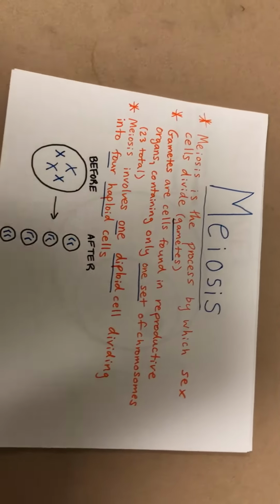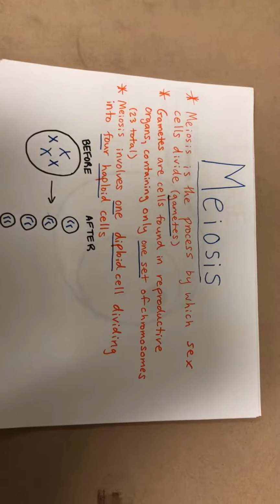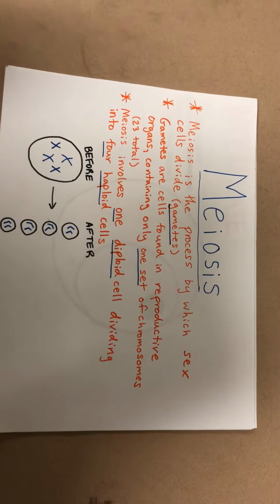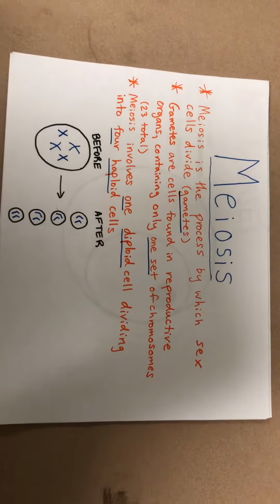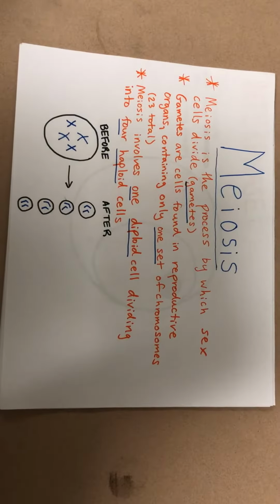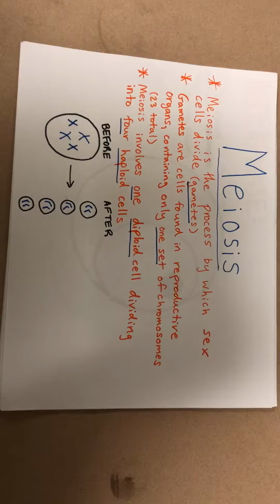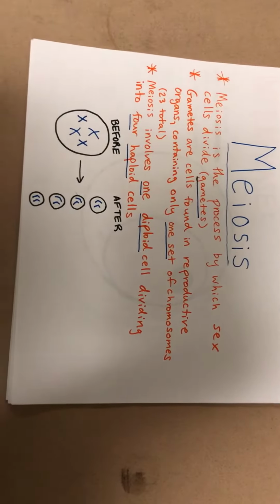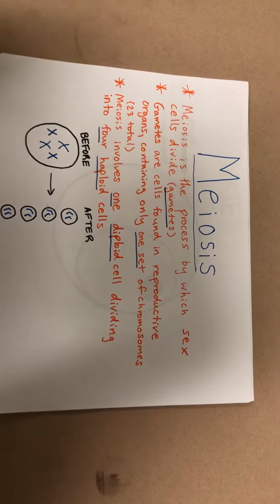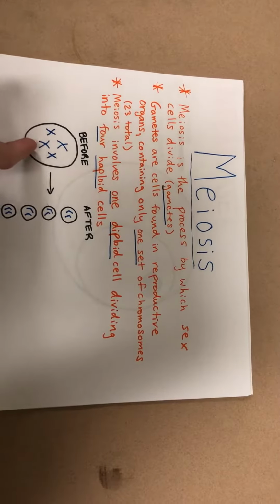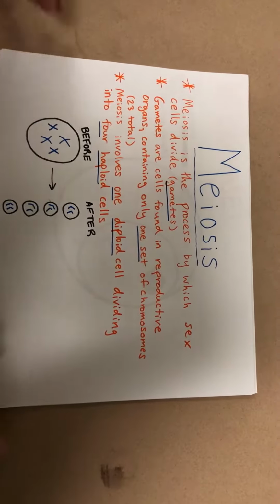So meiosis is the process by which sex cells divide, and sex cells are called gametes. And so these gametes are cells found in reproductive organs, and so that's where this process occurs. And so gametes only contain one set of chromosomes, so that's 23 in total for humans. So meiosis involves one diploid cell that divides into 4 haploid cells, and that's shown here. This is the diploid, and these are the haploid.